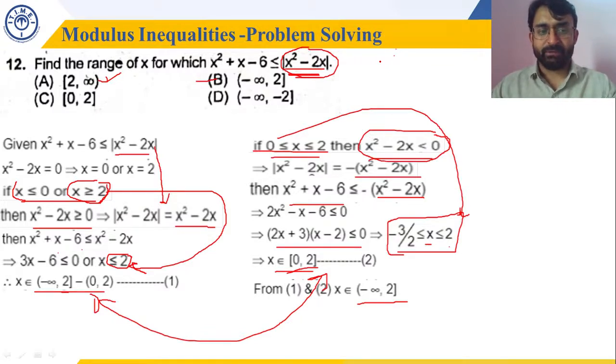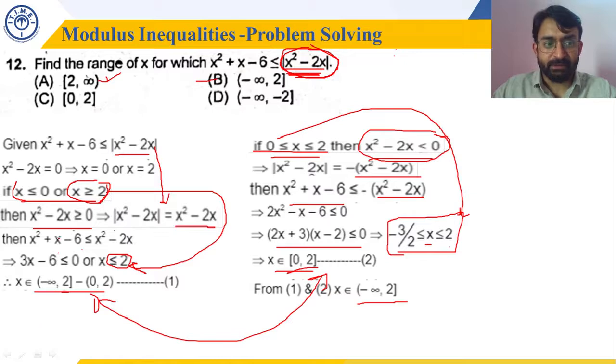So again, we'll quickly recap what we have done. There is a mod part. It can be positive, it can be negative. When will it be positive? It will be positive when x is less than or equal to 0 and x is greater than or equal to 2. We'll solve it, take the intersection of both the ranges, and we'll get the answer like this.